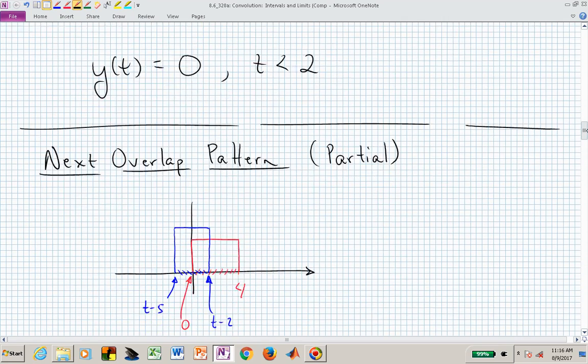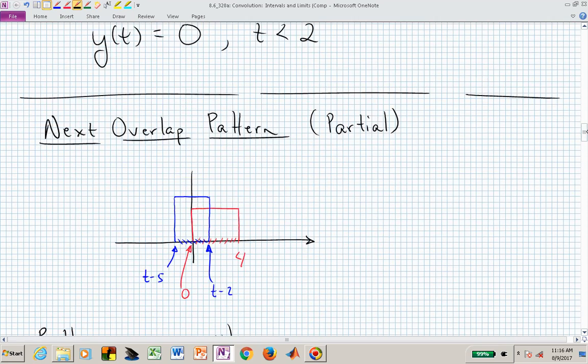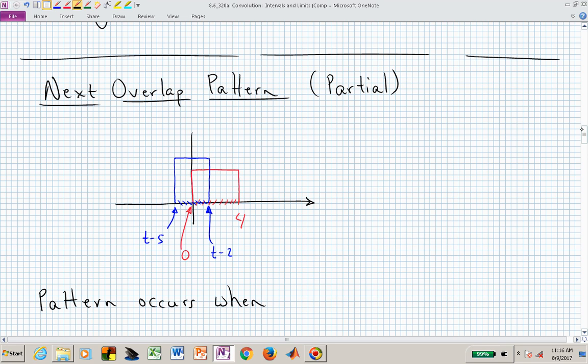Let's look at the next overlap pattern. This is what I'm calling a partial overlap. I haven't pushed the blue waveform all the way through the red waveform, and this pattern occurs, and now we need to start looking at when this is true, and that's going to be true relative to t minus 2, t minus 5, 0, and 4.